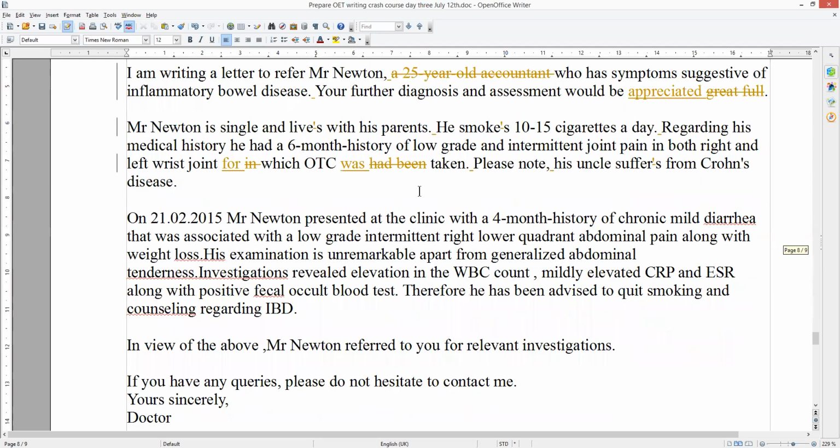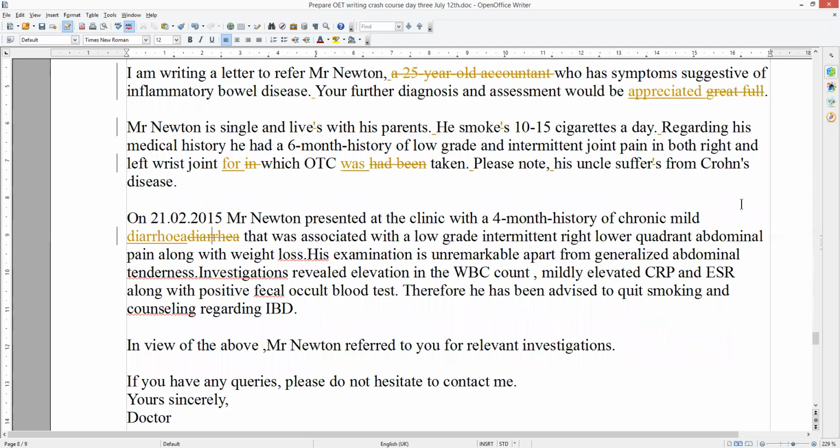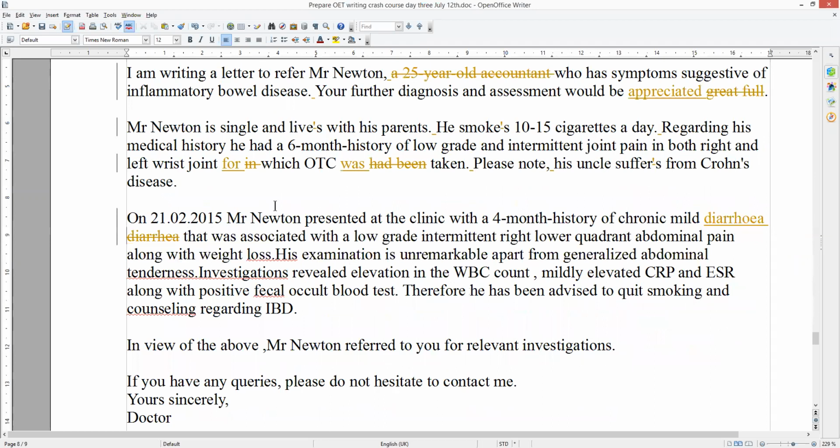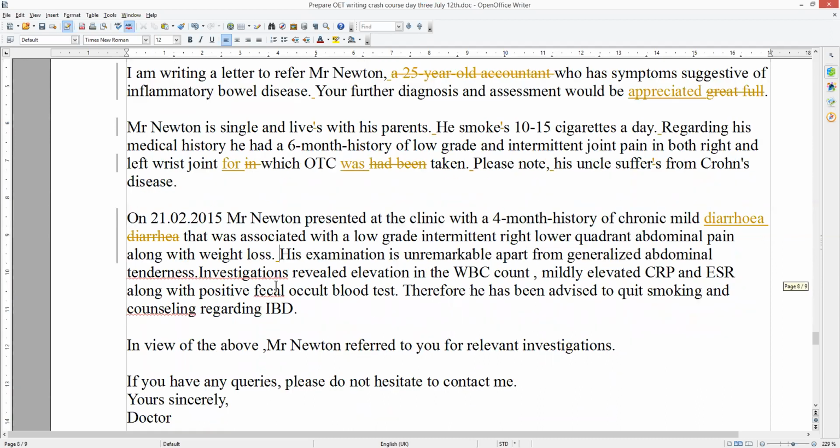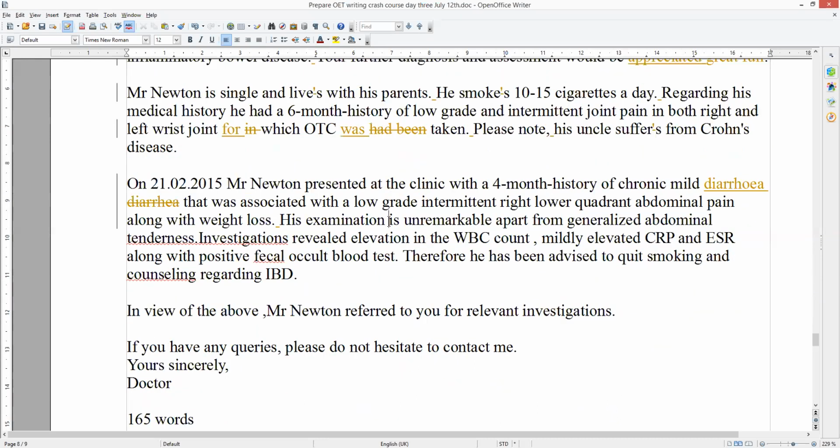In 2015, Mr. Newton was sent to the clinic with a history of chronic mild diarrhea. Should that be an O there? Yeah, I think so. How do you spell that? Diarrhea, associated with low-grade intermittent chronic abdominal pain, along with weight loss. His examination is, well, shouldn't it be was, because it happened in the past. General tenderness, investigations revealed elevation. Well, right. Investigations, are you a private detective? That means tests. Investigations revealed elevation in the white blood cell count.